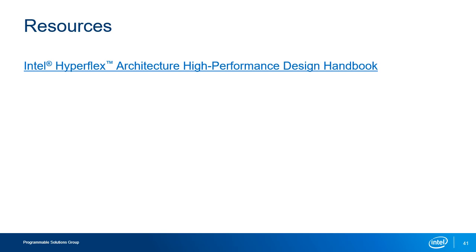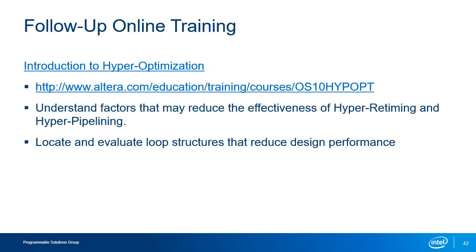If you have more questions on using hyper-pipelining on your design, please refer to the High Performance Design Handbook. If you would like to continue in your learning of the Stratix 10 Hyperflex devices, you can view the follow-up free online training shown here. Introduction to Hyper-Optimization talks about the factors that may reduce the effectiveness of hyper-retiming and hyper-pipelining and teaches how to locate and evaluate loop structures that can reduce design performance.